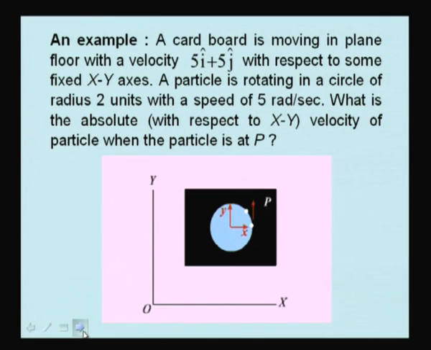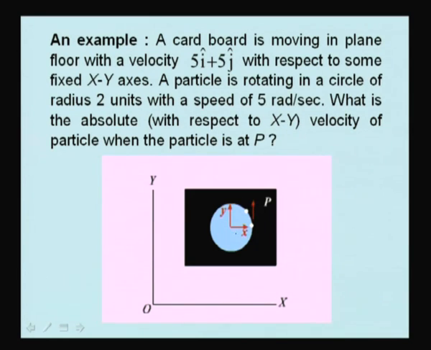Now, on this cardboard, which is the black cardboard, a particle is rotating in a blue circle of radius 2 units with an angular speed of 5 radian per second. The question is, what is the absolute velocity, that means with respect to the XY frame, of the particle when the particle is at point P? This is the velocity of the particle P that has been shown here.